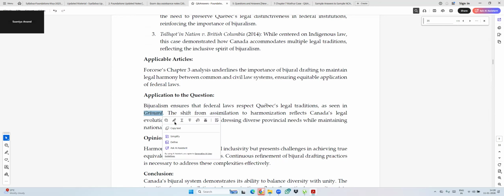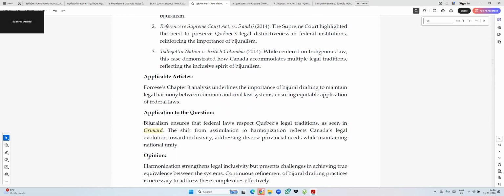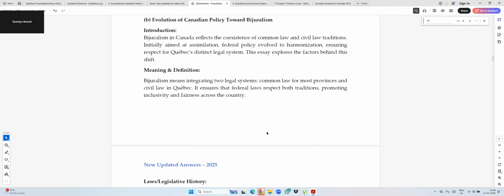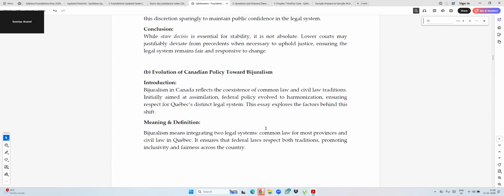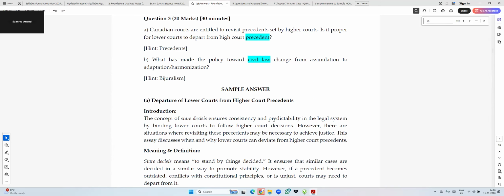Grimaud case, do you have? Yeah, we do. The shift from assimilation. Let me go over Grimaud's case now. Grimaud talks about basically how they said that there's no conflict between civil law and common law, and because it was in Quebec, they said that both can coexist. The court rejected the idea that civil law and common law tests are inherently opposed. They are complementary tools to determine the true nature of the relationship.